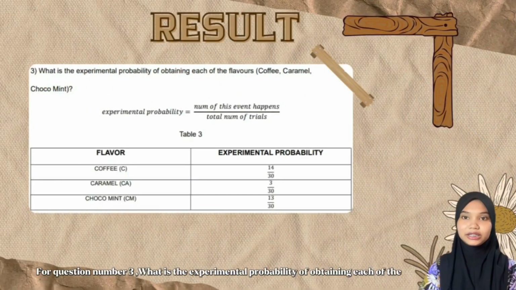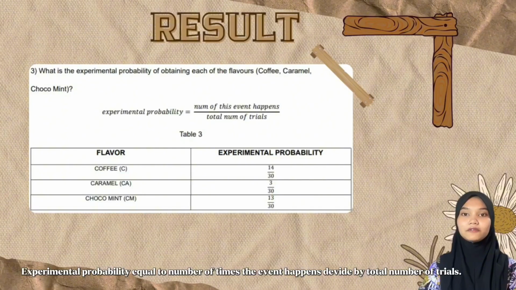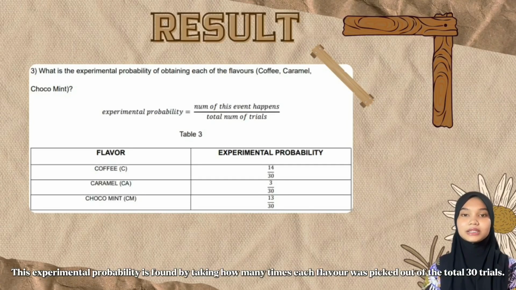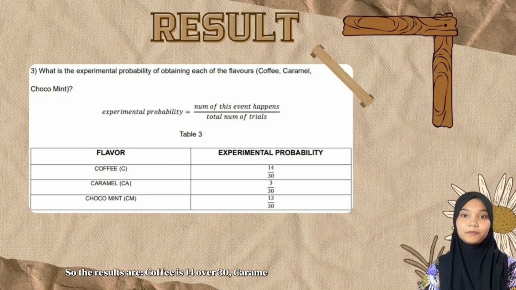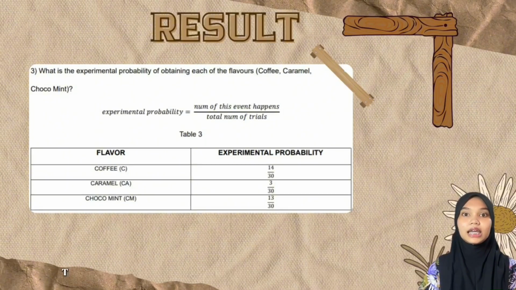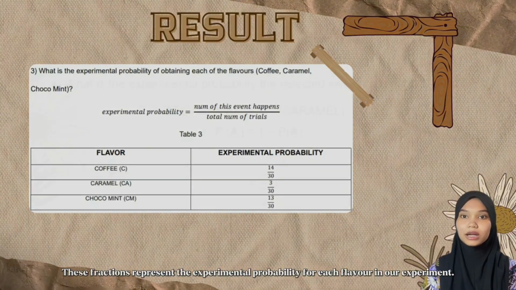For question number 3, what is the experimental probability of obtaining each of the flavors? Experimental probability equals the number of times the event happened, divided by the total number of trials. This experimental probability is found by taking how many times each flavor was picked out of the total 30 trials. So the results are coffee is 14 over 30, caramel is 3 over 30, and chocolate mint is 13 over 30. This fraction represents the experimental probability for each flavor in our experiment.